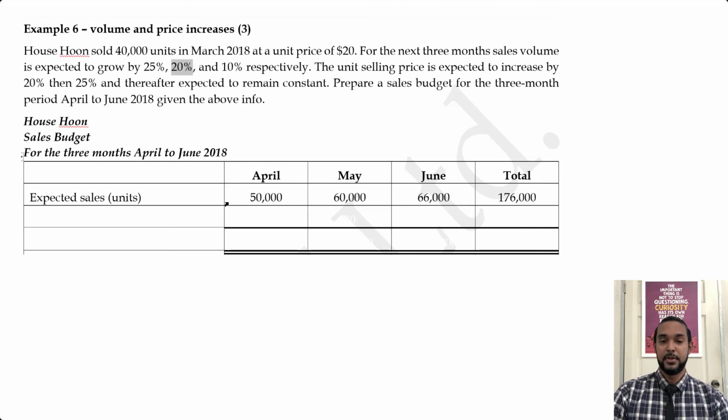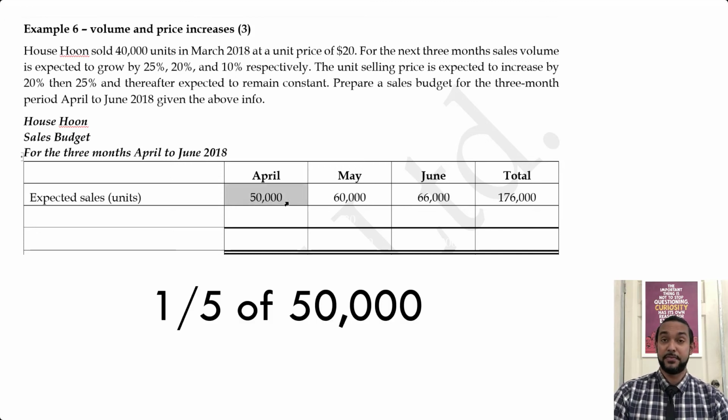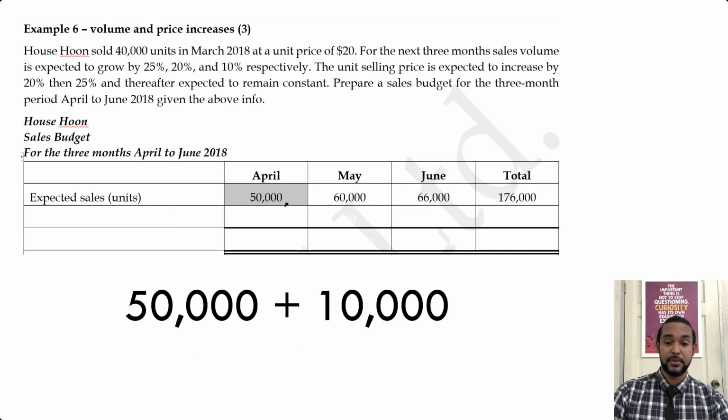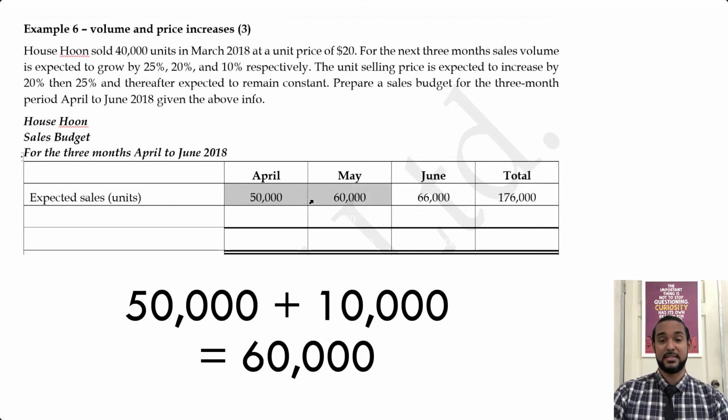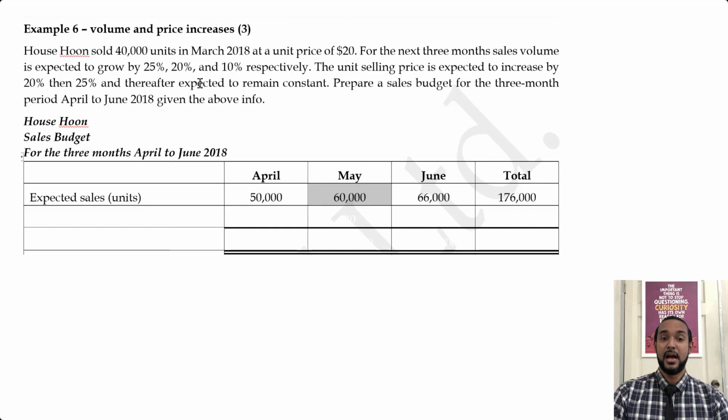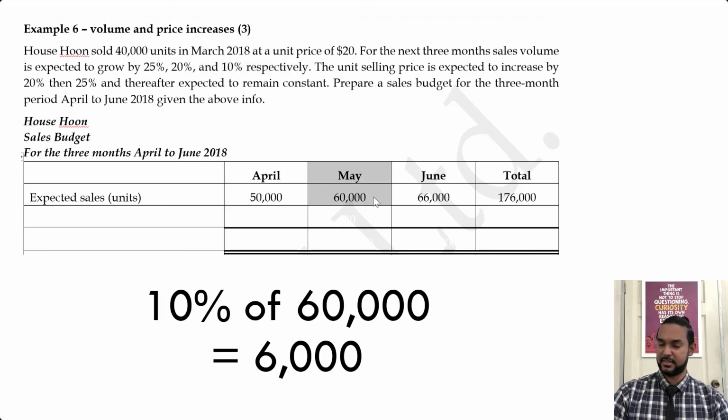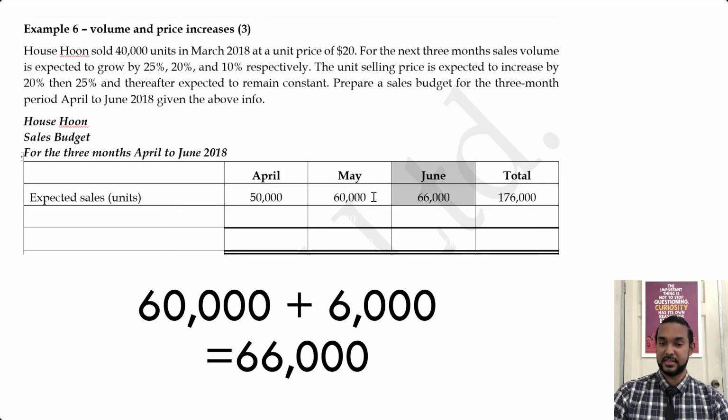That's 1/5. So from April to May, it's an increase of 1/5. And then 1/5 of 50,000 is 10,000. 50,000 and 10,000 is 60,000. So that's May's sales. And then from May to June, we're expecting to increase by 10%. 10% of 60 is 6. 60 plus 6 is 66.